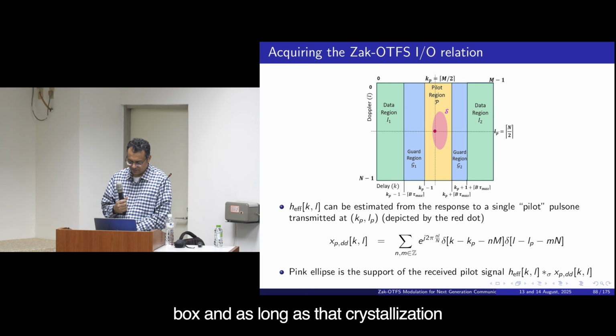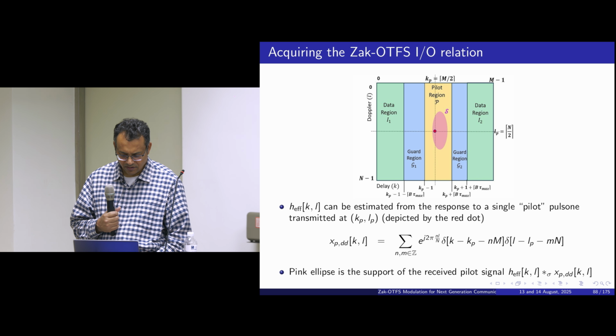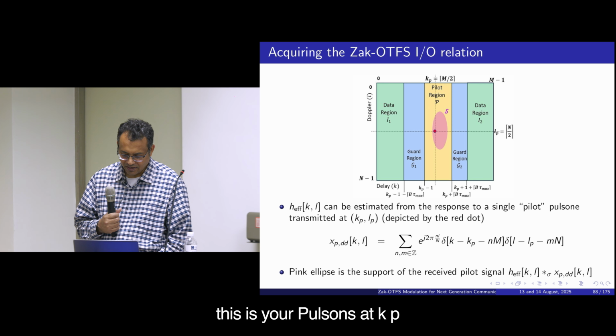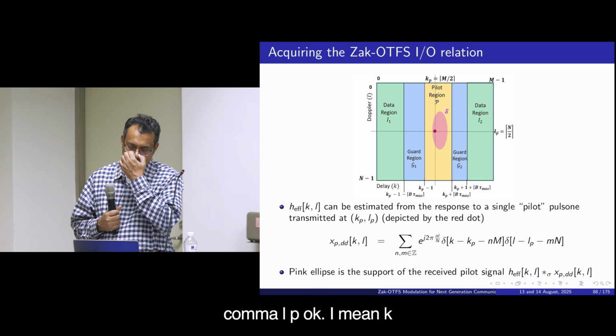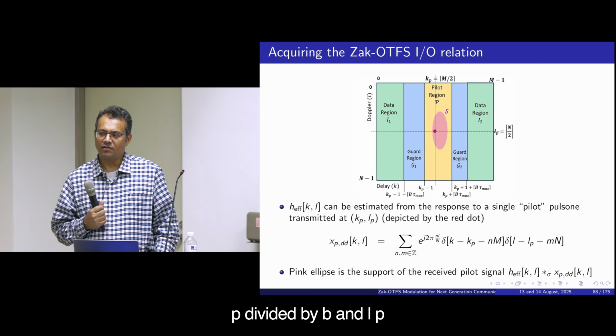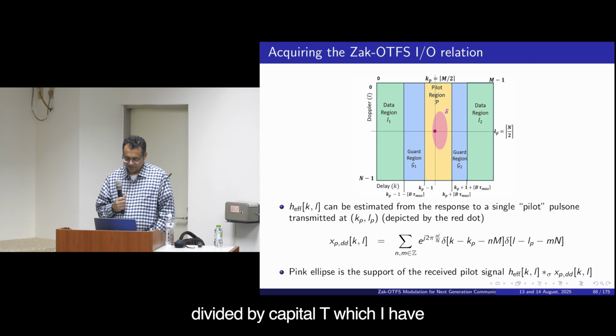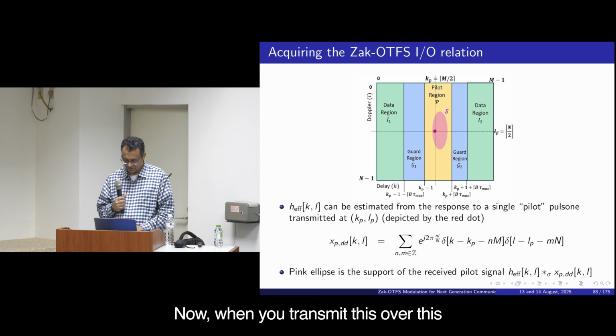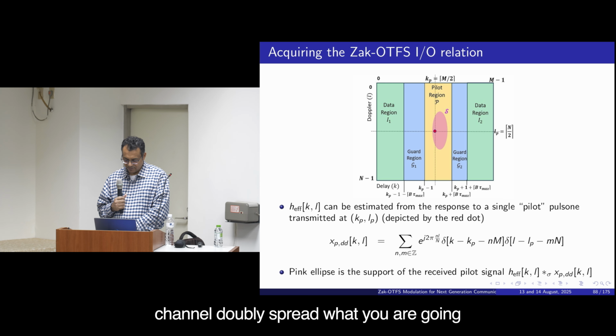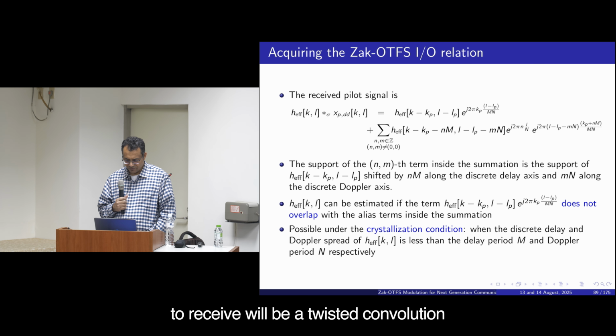And as long as that crystallization condition is getting satisfied, this is your pulse on at Kp comma Lp. I mean Kp divided by B and Lp divided by capital T, which I have shown with a red dot here, right. Now, when you transmit this over this channel doubly spread, what you are going to receive will be a twisted convolution of your pilot with H effective.